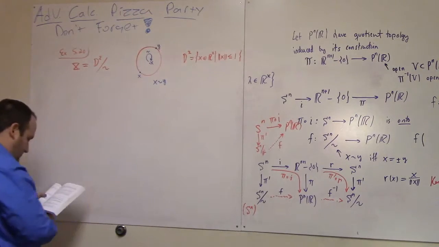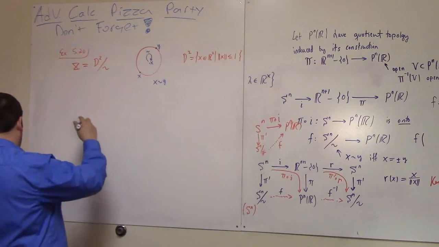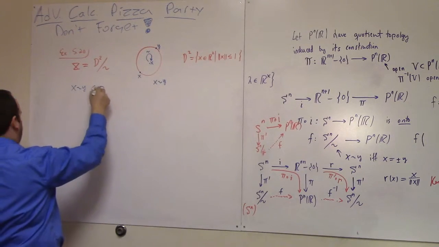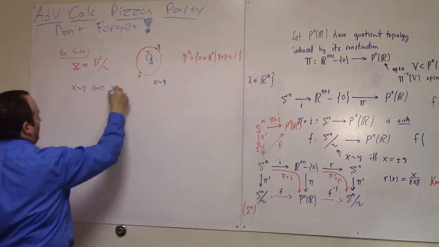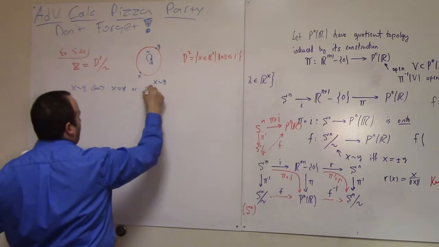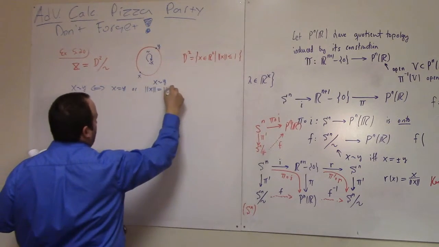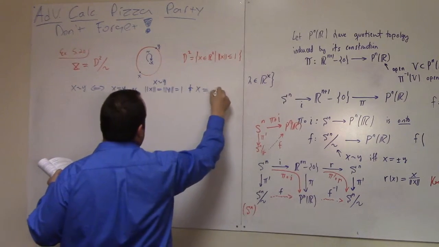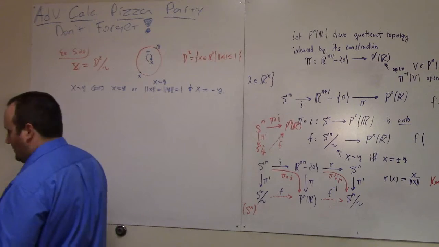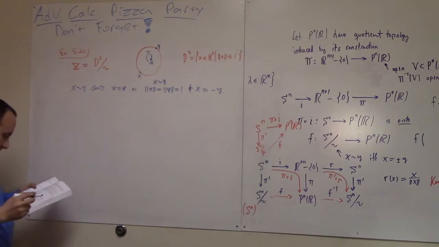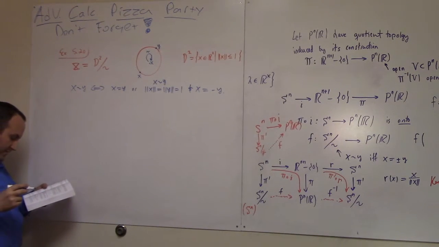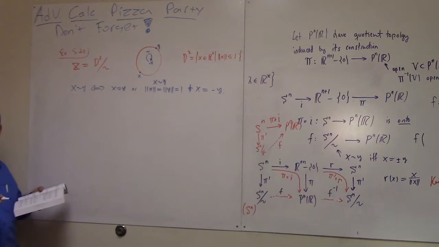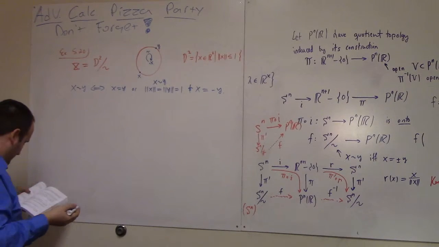So mathematically, x is equivalent to y if and only if x is equal to y, or the absolute value of x equals the absolute value of y equals 1 and x is equal to minus y. Okay, those are your choices. He said the aim is to show that X is homeomorphic to the real projective plane. Okay, so good. It's not the sphere.